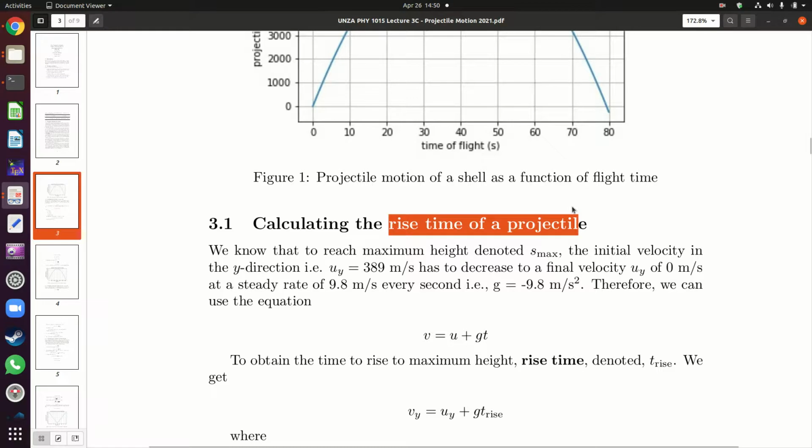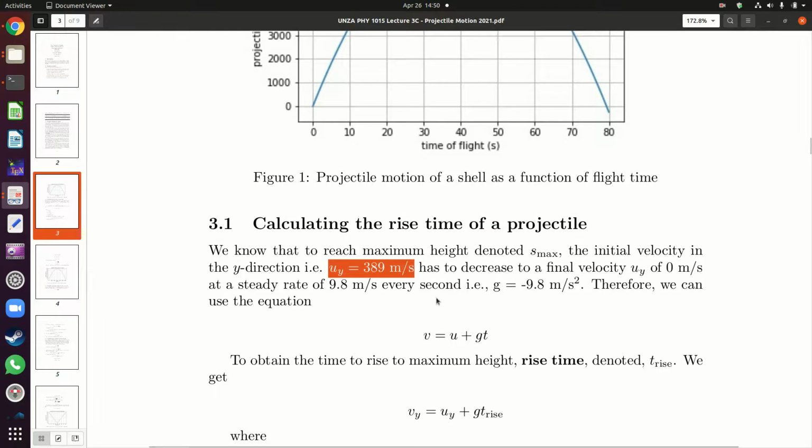By the time our projectile reaches maximum height, the velocity at maximum height is going to be 0 meters per second. It started out with a velocity of uy, which is equal to 389 meters per second. So the velocity is going to reduce from 389 meters per second to 0 meters per second, and as it's reducing, the acceleration will be minus 9.8 meters per second squared. The initial velocity is this, and the final velocity, Vy, is supposed to be 0 meters per second.